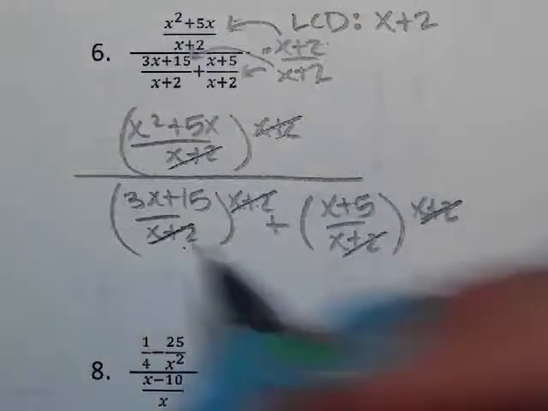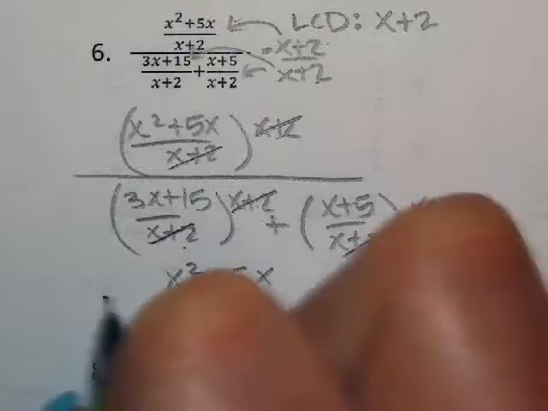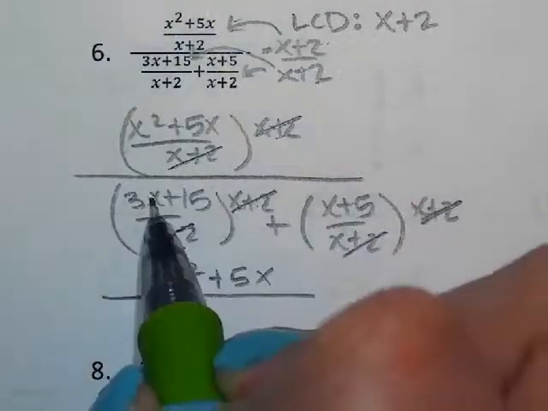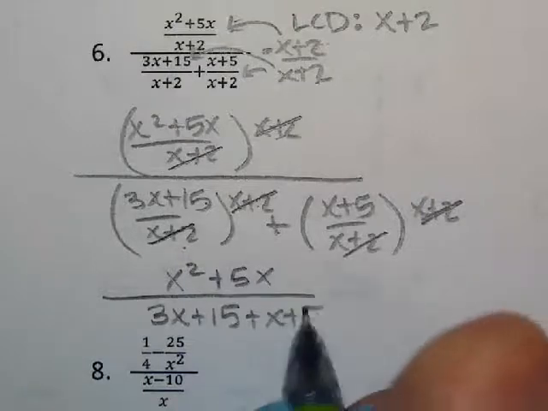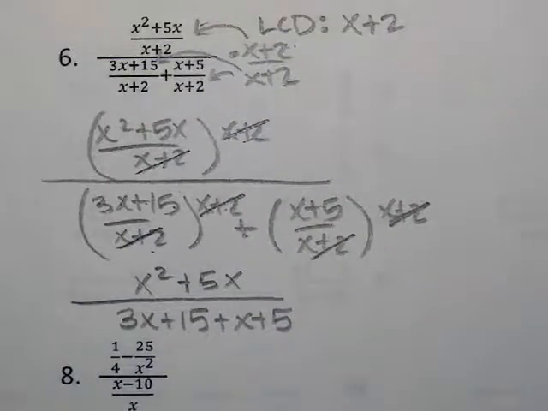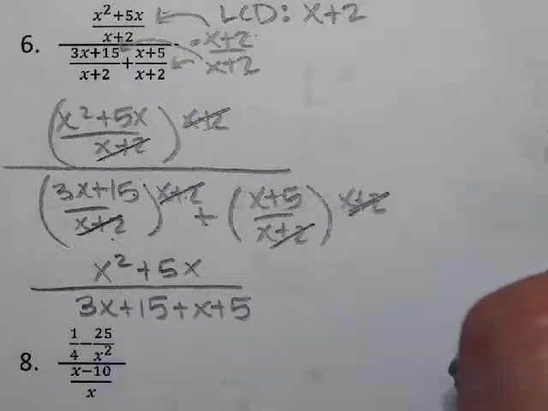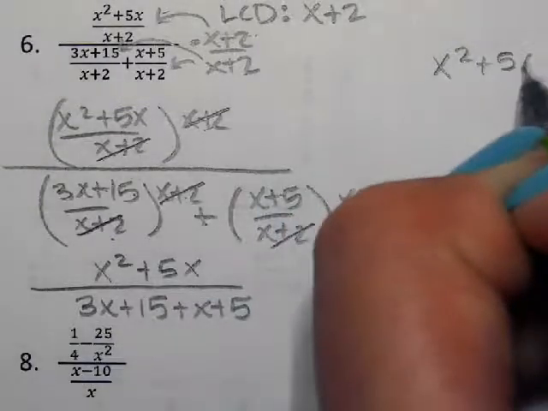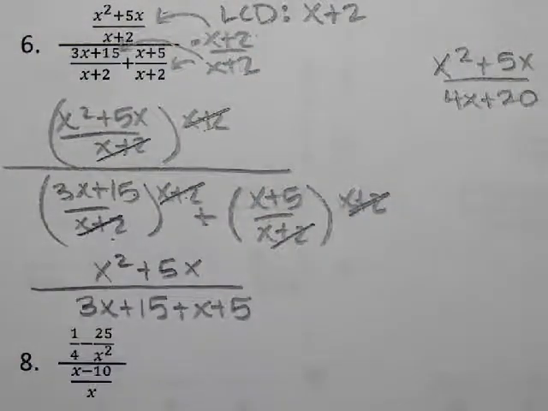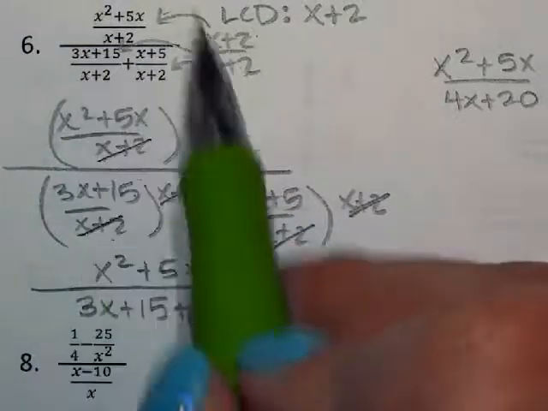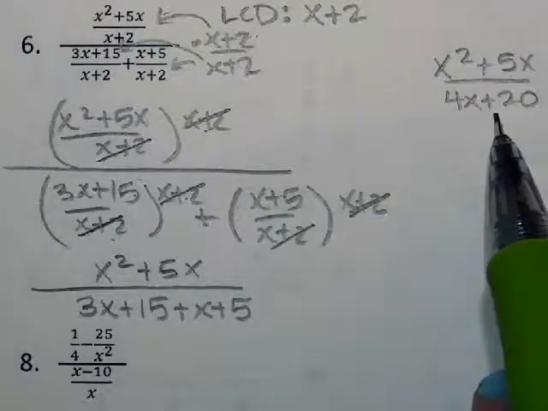So on the top, we just have x squared plus 5x. And on the bottom, we have 3x plus 15 plus x plus 5. So on the top, we have x squared plus 5x. On the bottom, we have 4x plus 20, and that is so much easier to work with than what it was before. So that's the benefit of what we just did. We got rid of all of those denominators, and we took what was 3 fractions and what looked really complicated, and we turned it into something a lot more simple.